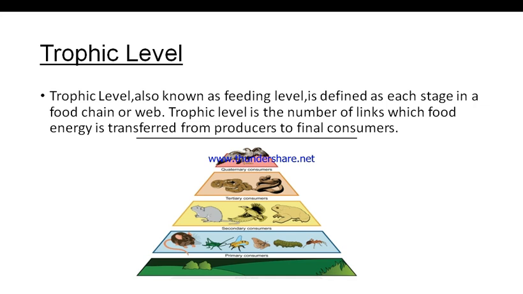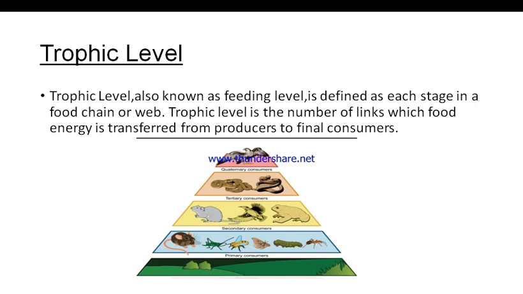The primary consumer is occupying the second, the secondary is occupying the third, the tertiary is occupying the fourth, and the quaternary, which is the final consumer, is occupying the last. So in any food chain, the final consumer is the last trophic level. Please note that in any food chain or food web, the final consumer is the one with the last trophic level. So this trophic level is now applicable in the pyramids, and we have pyramids of numbers and pyramids of energy.